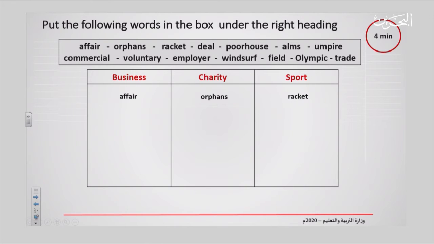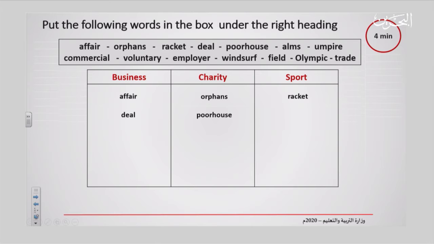As for racket, it goes under sport. And a racket is the item or the instrument that you use to hit the ball, for example, when you play baseball. For deal, we use it in business. And what we mean by a business deal is that you can seal a contract. So you have an agreement between two people, and if you agree between you, then you have a business deal.